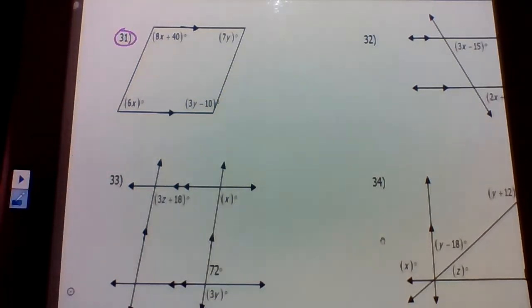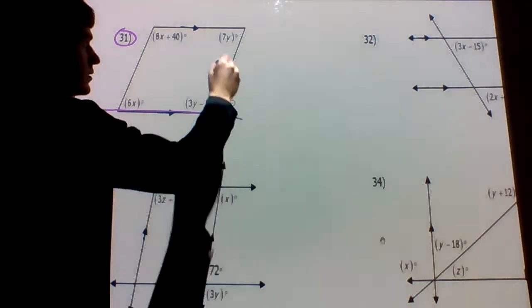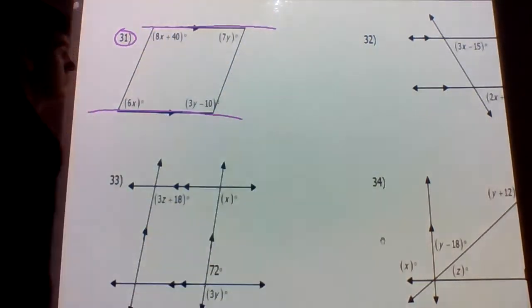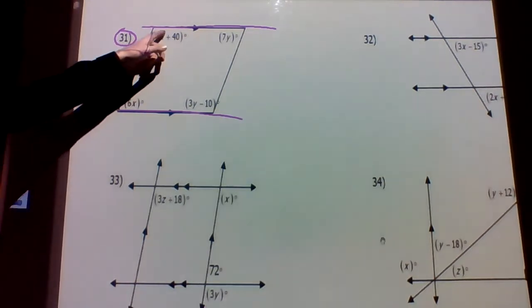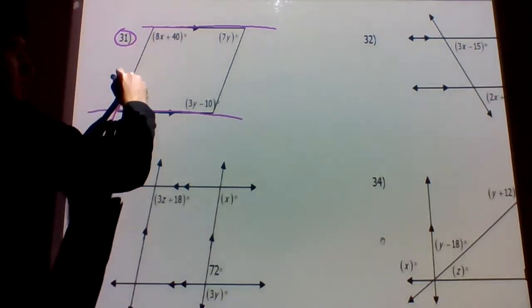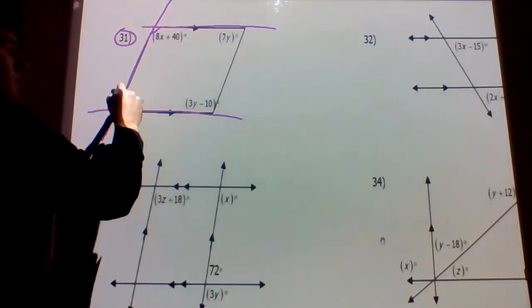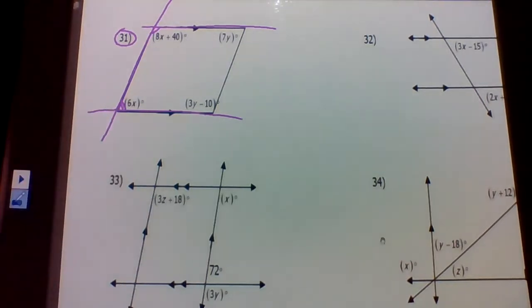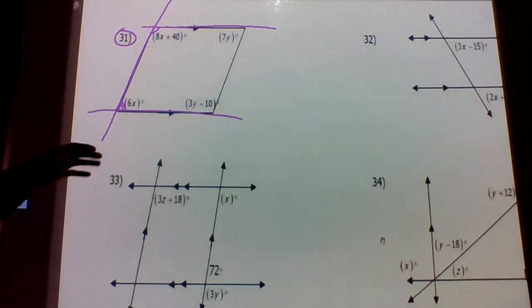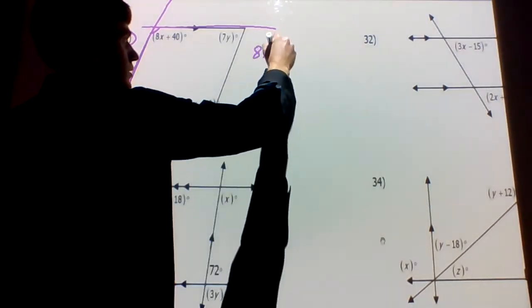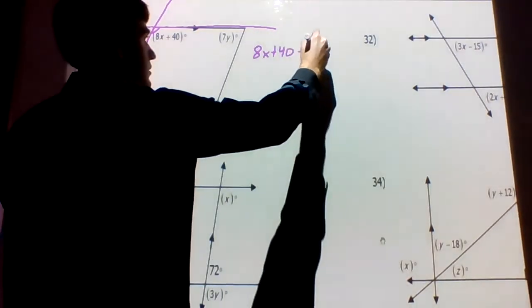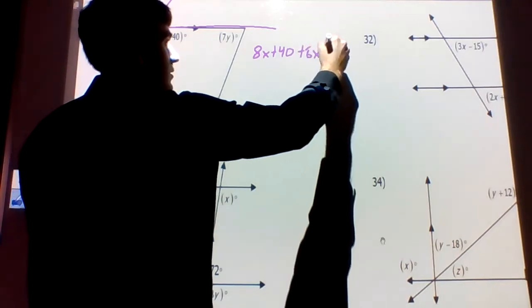Okay. So here's our parallel lines. So we know, again, here's our transversal. So these angles right here are same side interior angles. So we know same side interior angles are supplementary when the lines are parallel. So this is going to be 8x plus 40 plus 6x equals 180.